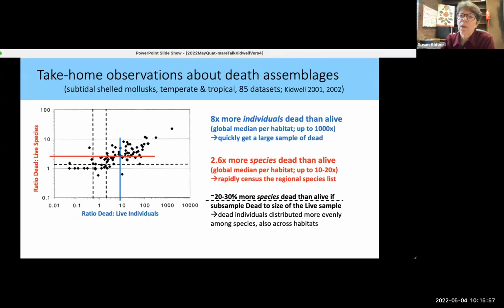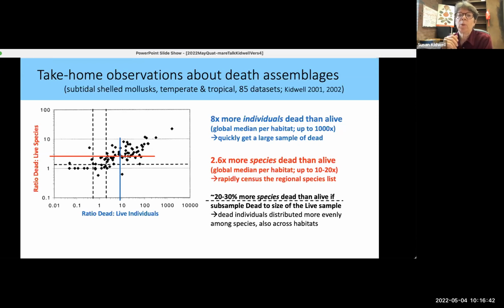So some take homes from this, very early on, there were several just basic things we learned. And this is from the first meta-analysis I did. These are 85 data sets. And this is looking at just subtidal settings. So no washover fans, none of that kind of stuff. Subtidal level bottom settings. First thing we find is that typically, on average, there are 8 times more dead shell individuals than there are living individuals. That's the global median. And as you can see on that x-axis, sometimes we can have hundreds of dead relative to every sort of live. What that means is that in any given grab sample, no matter what the size, you quickly get a very large sample of the dead compared to the size of the sample of the living.